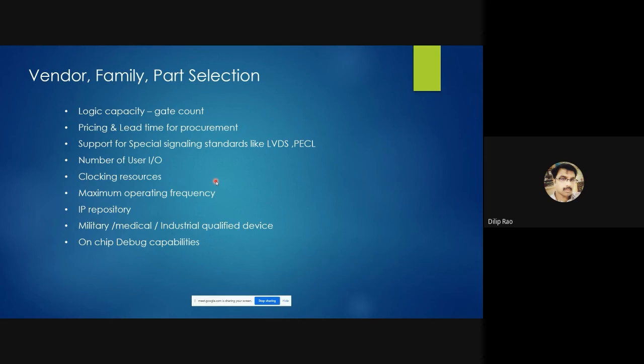Vendor, family and part selection. As I said, when you decide to prototype, or proof of concept your idea, you need to make sure that you have selected the correct device, correct family, correct vendor, and correct architecture based on your design requirement. For that, you need to have a deep understanding of the device architecture. You need to understand the complexities involved, whether that can sufficiently support your requirement. That's a good study that you need to spend time on, and based on that you proceed.